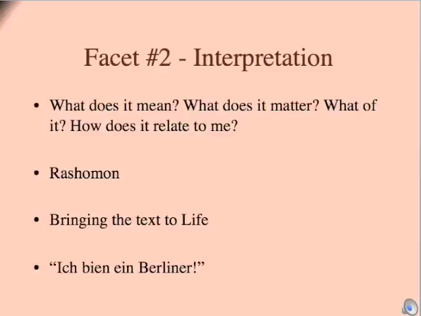We are talking about bringing text to life, taking static, flat, one-dimensional ideas and looking at them through a personal lens in a fashion that we somehow recognize, oh, you know, in my world, I could consider that as such and such. Ich bin ein Berliner.